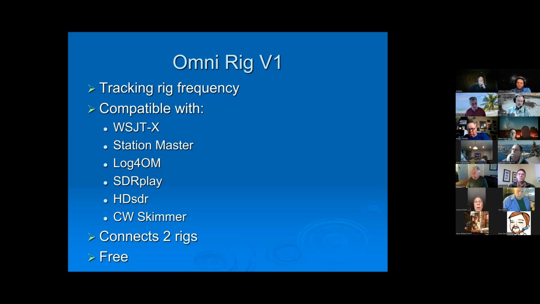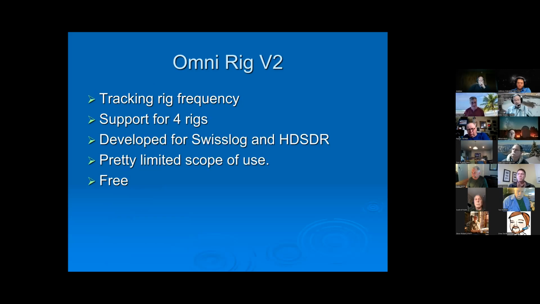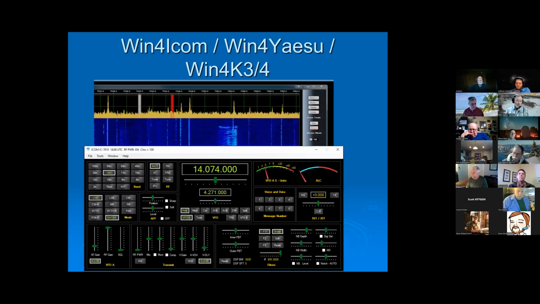I've seen 4 of them connected up, applications connected up to OmniRig, and it runs just fine. It is free, so it doesn't cost anything. There's an OmniRig 2 out there, and I keep seeing people getting confused about it. Still does the usual tracking for rig frequency and for mode. Supports up to 4 rigs rather than 2. It's specifically developed to interface with the Swisslog and HD SDR. So it's really a small scope that this thing works in. So it's, again, free. So here's another one, and I kind of like this one.